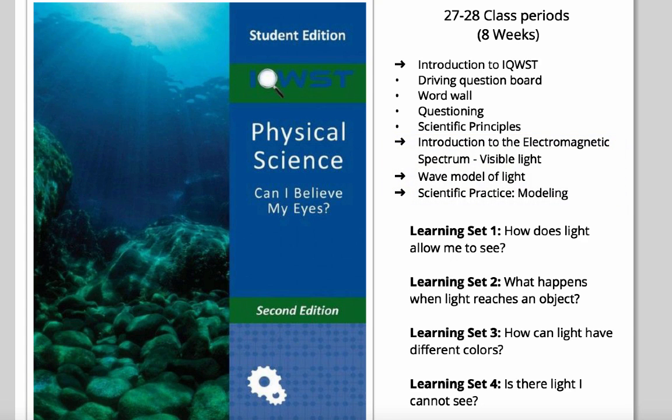It's broken up into 4 learning sets. The first learning set: how does light allow me to see? So how does that part work? Learning set 2: what happens to light when light reaches an object? How can light have different colors in learning set 3? And then, is there light I cannot see? There will be a little bit of information about non-visible light at the end, but it's a very secondary piece.